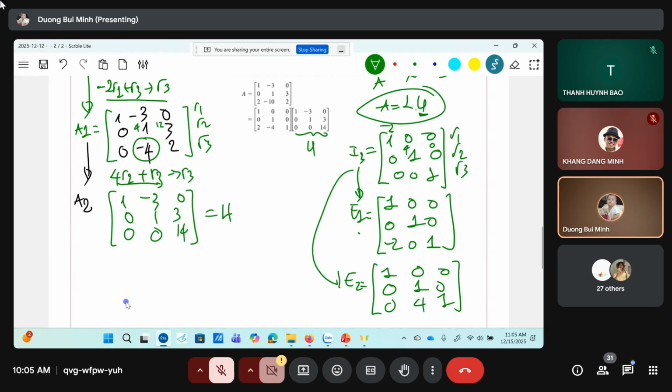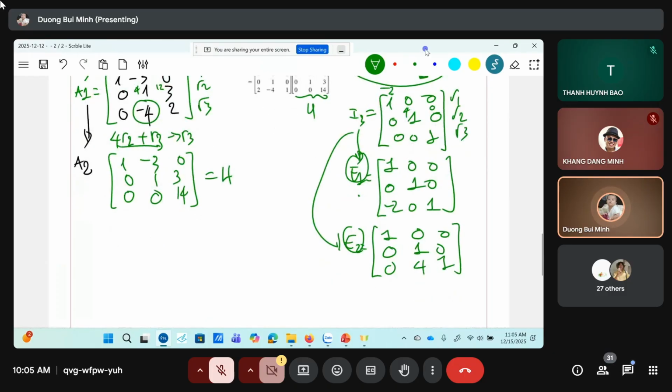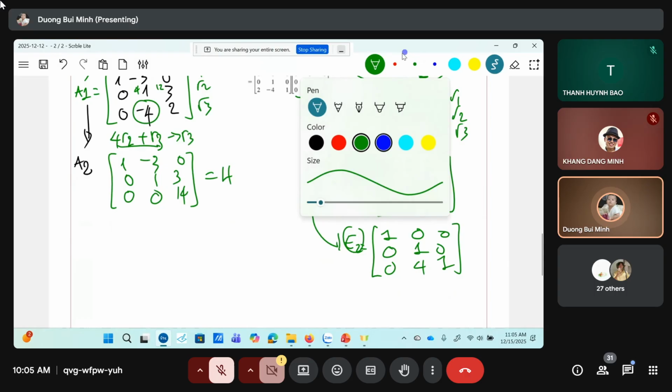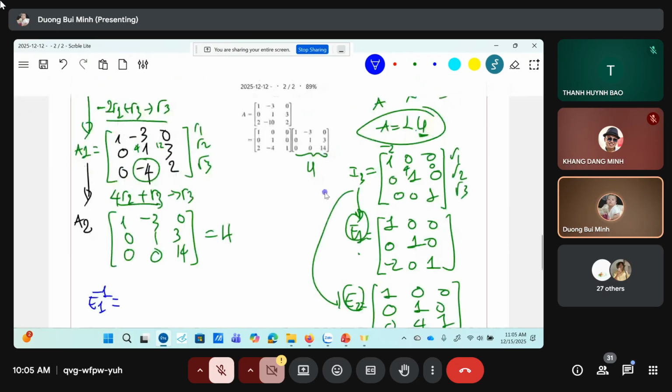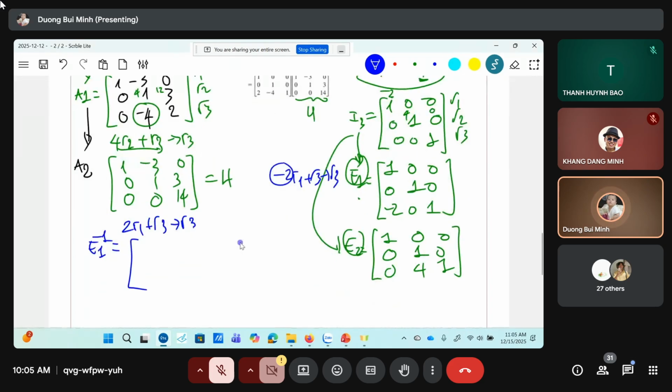Okay, so now you get E1 and E2. Now I would like to calculate the inverse of E1 and the inverse of E2. So what is the inverse of E1? Here, to get E1, we apply minus 2 R1 plus R3 relate to R3. So when we get the inverse of E1, we just modify this one to become what? Minus on minus. You get 2 R1 plus R3 relate to R3. So you can get the inverse of E1: 1, 0, 0, 0, 1, 0, and 2, 0, 1.